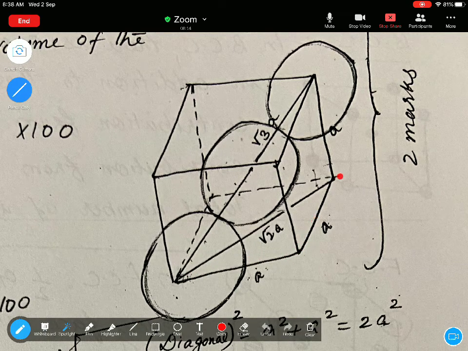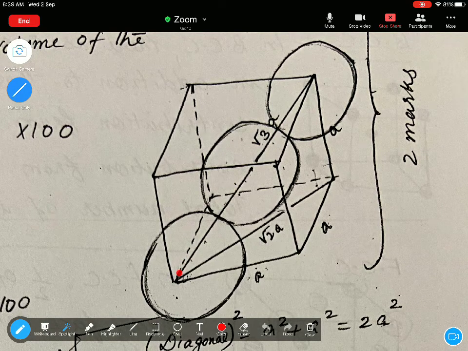Now we want this length. We are going to construct another Pythagoras triangle like this. Here the angle is 90. So this side is root 2A, this side is A. So this will be root 3A.